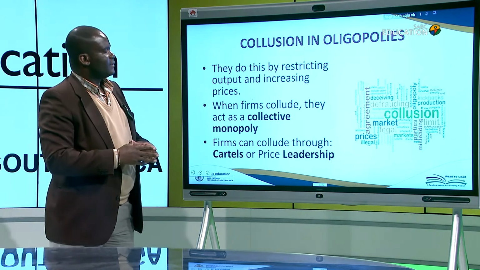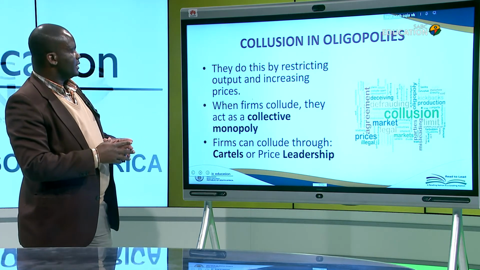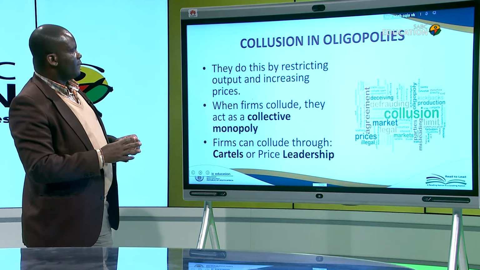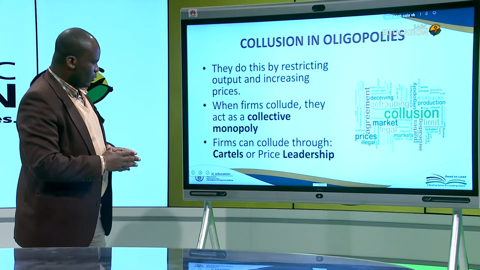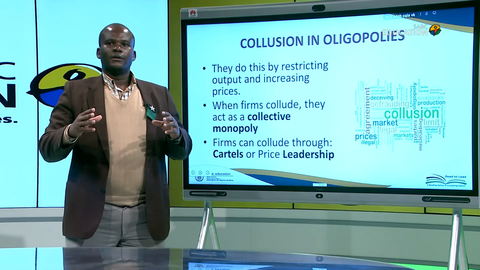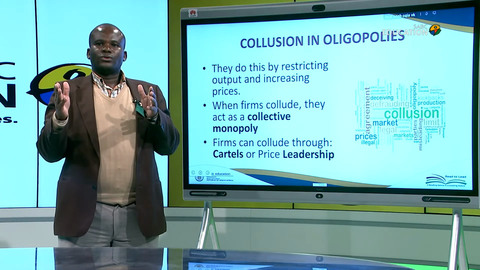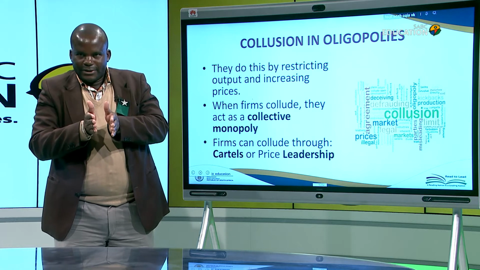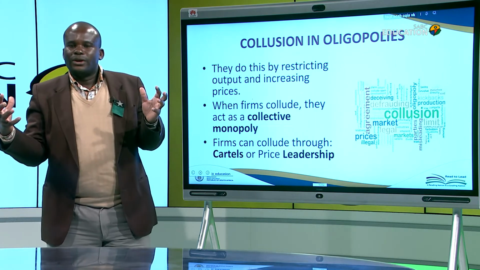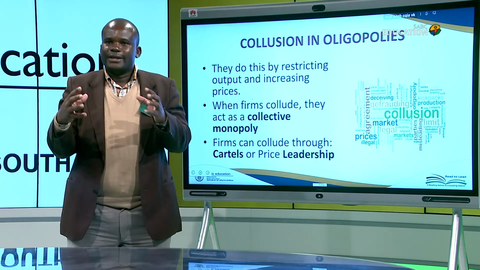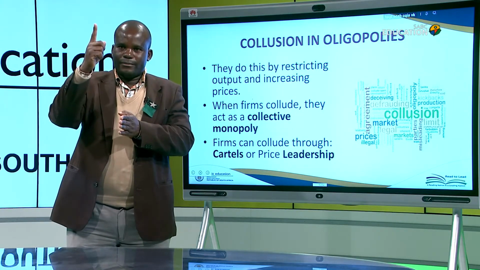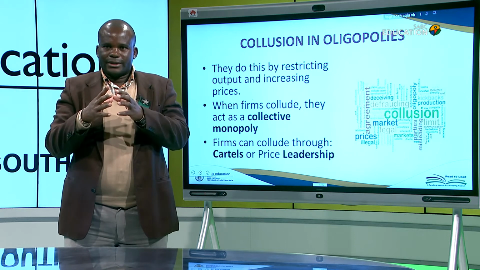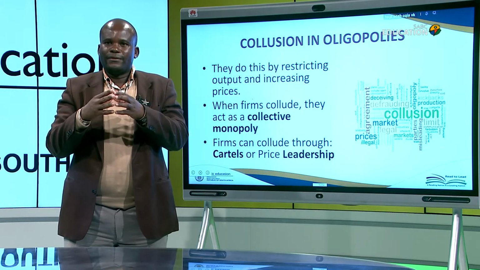They do this by restricting output and increasing prices. When firms collude, they act as a collective monopoly. So when firms want to limit competition amongst themselves, that's when they jointly come together and work together as if they are operating as one firm. When they do that, we say they formed a collective monopoly.